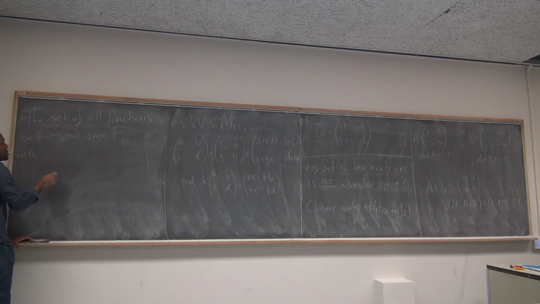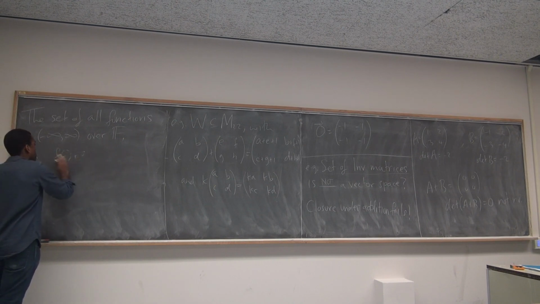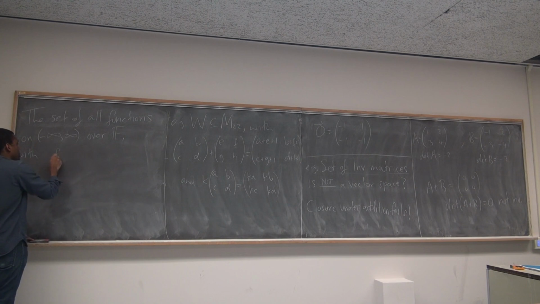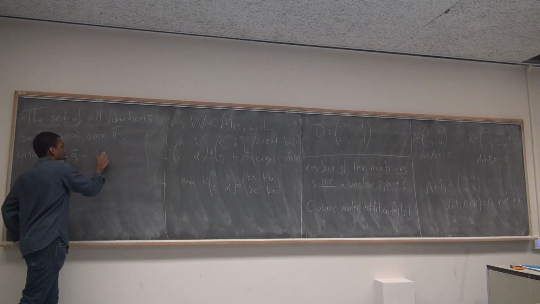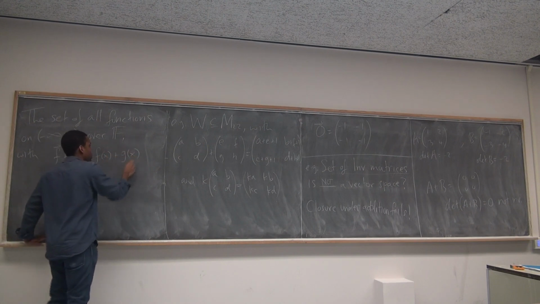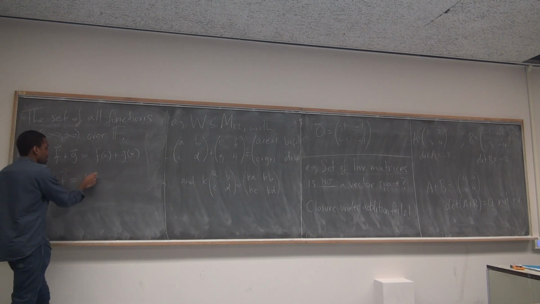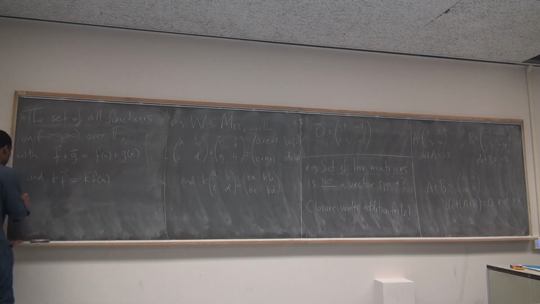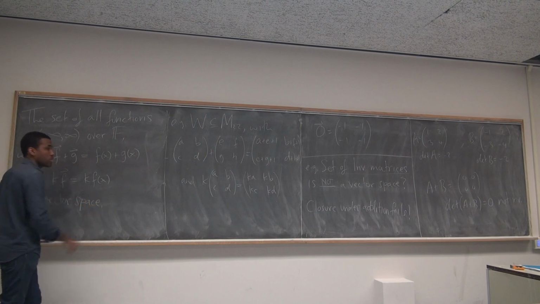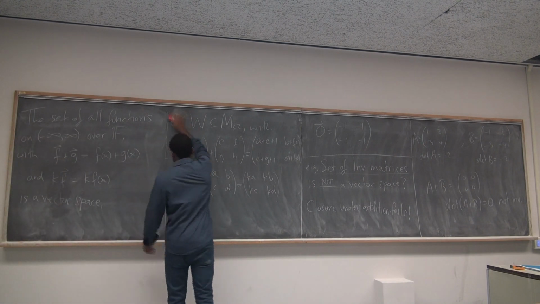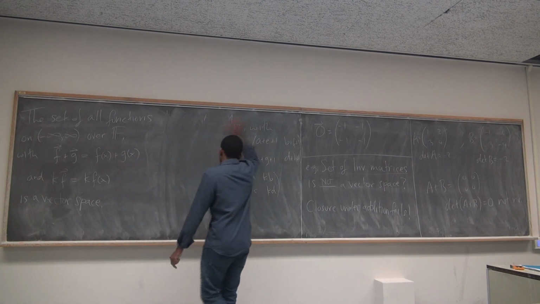With f of x, f plus g as vectors is just f of x plus g of x in the function world, and k times f is just a constant times f of x. This is a vector space. You can go through and check that with functions, all 10 things in the list work out.